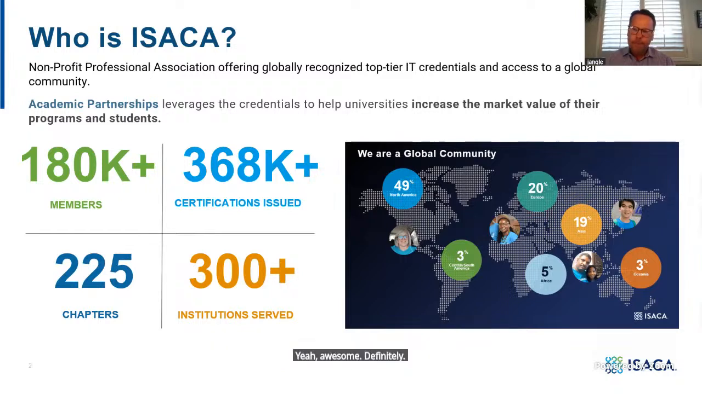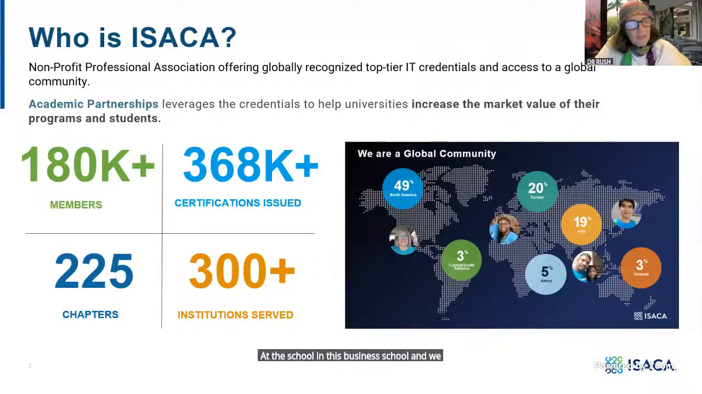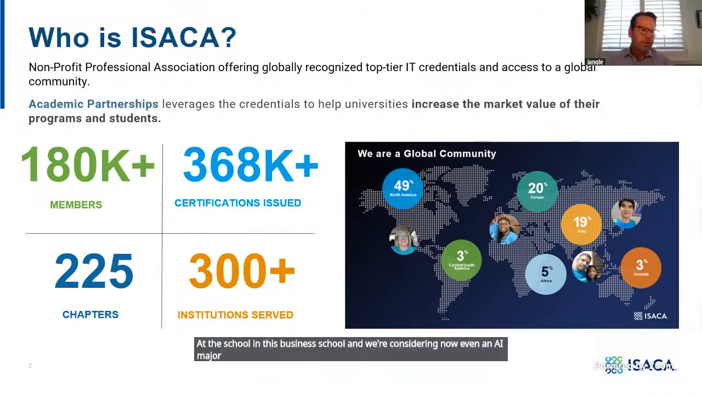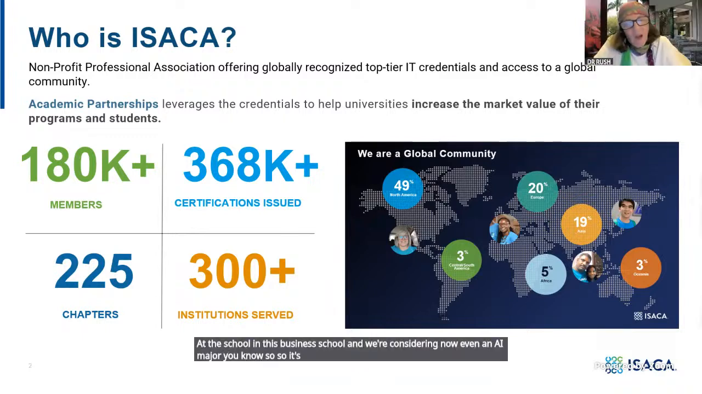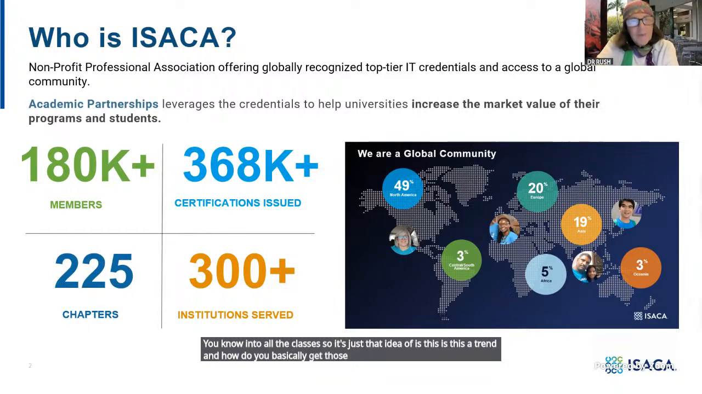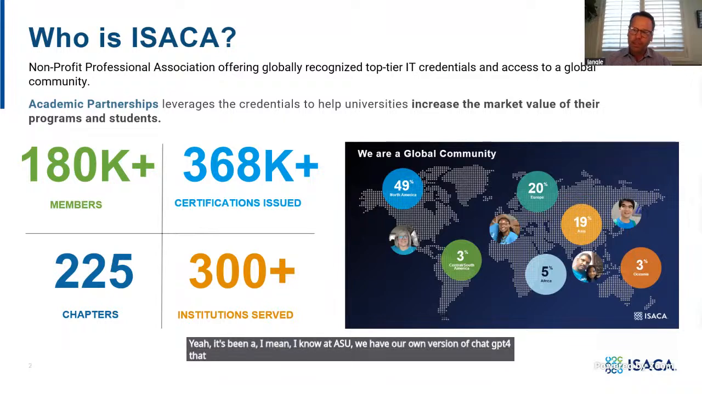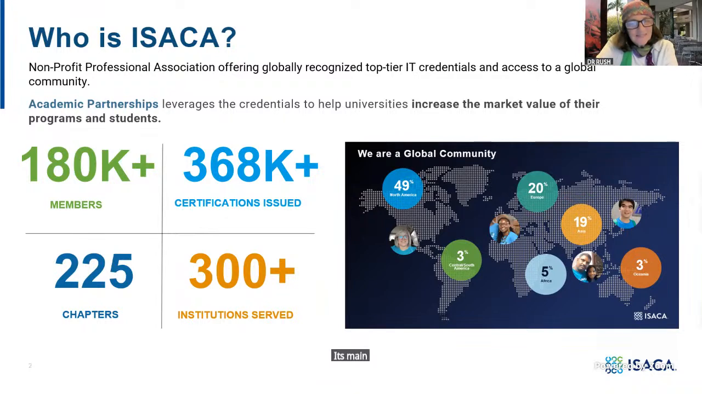Definitely giving us some of those areas, because we also have a minor now in AI in the business school, and we're considering now even an AI major. And now our dean wants to really infiltrate AI throughout, AI everywhere, into all the classes. So it's just that idea of, is this a trend, and how do you get those guardrails put up? I know at ASU, we have our own version of ChatGPT 4 that we put into the university.